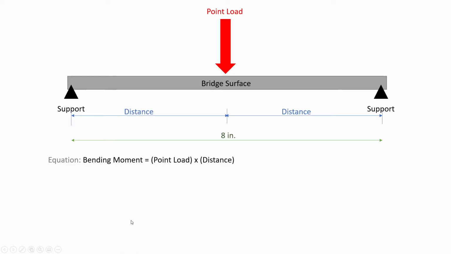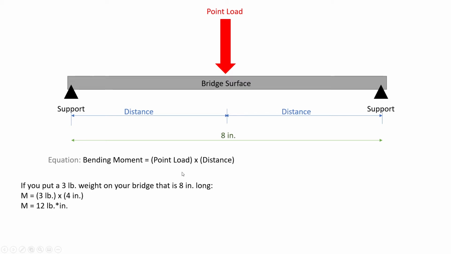I wanted to explain the bending moment. As mentioned earlier, the bending moment equation is the point load times the distance. Here's an example to explain how the moment works. If you have 3 pounds as your point load on your spaghetti bridge, and your span is 8 inches, that means the gap between the tables is 8 inches, where you have your support on either side, and then this is the bridge in between.